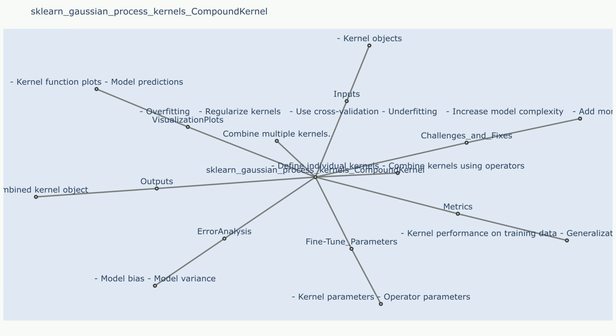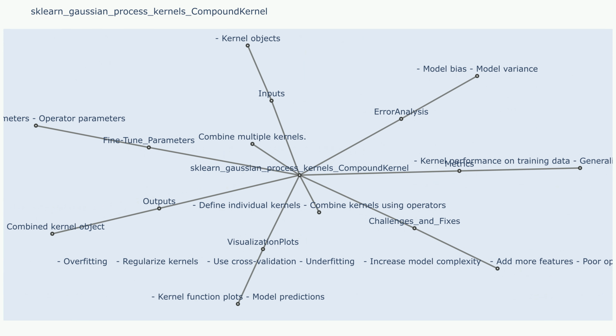Steps. Kernel initialization. You initialize the compound kernel object by passing the kernel objects you want to combine. You can optionally provide weights for each kernel as well. Kernel combination. Internally, the compound kernel object combines the input kernels according to the specified weights. It effectively creates a single kernel function that captures the combined effect of all input kernels.